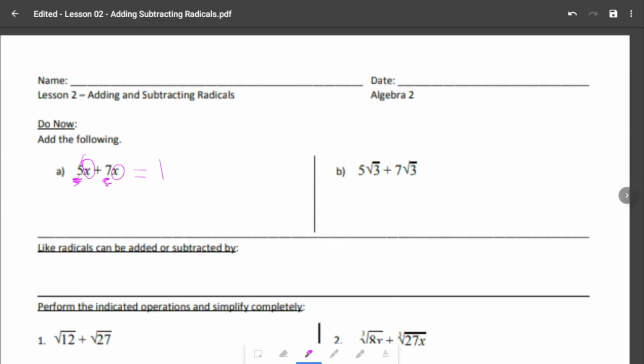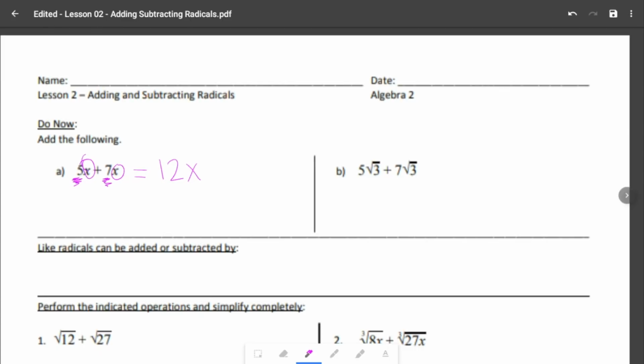5 plus 7, we get 12. And then we just bring the x over. The x itself does not change. All we are doing when we are adding or subtracting is seeing how many x's we have all together.